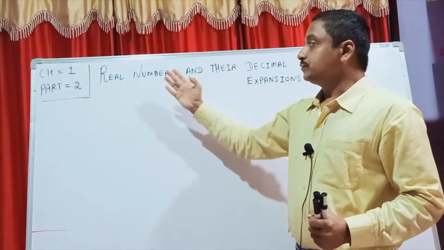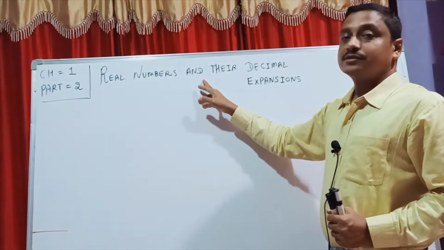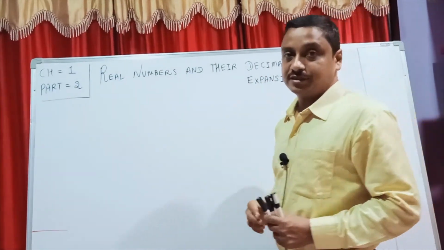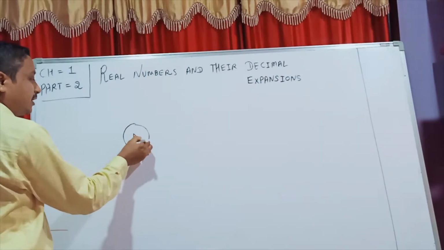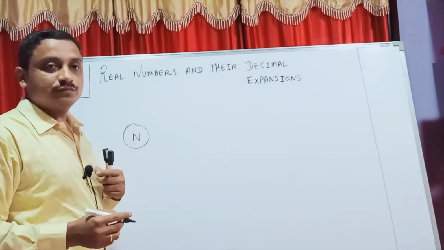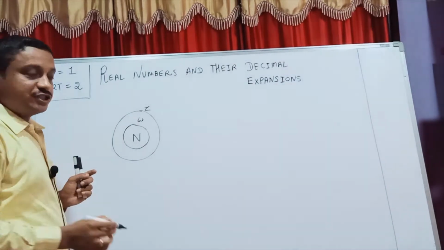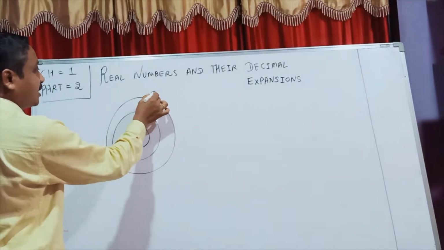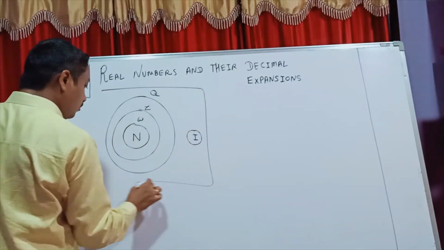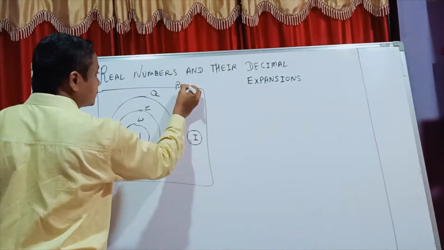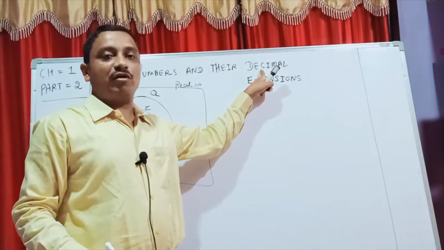In part 2, one of the basic topics I just touch on here is real numbers and their decimal expansions. Yes students, in the previous part you already learned about natural numbers, then whole numbers, then integers and rational numbers, and here irrational numbers. These are all present in our real numbers. Today I explain real numbers in decimal form.